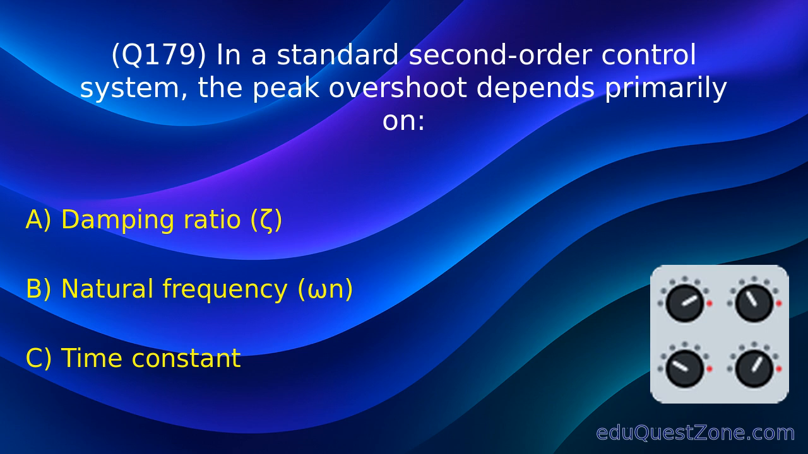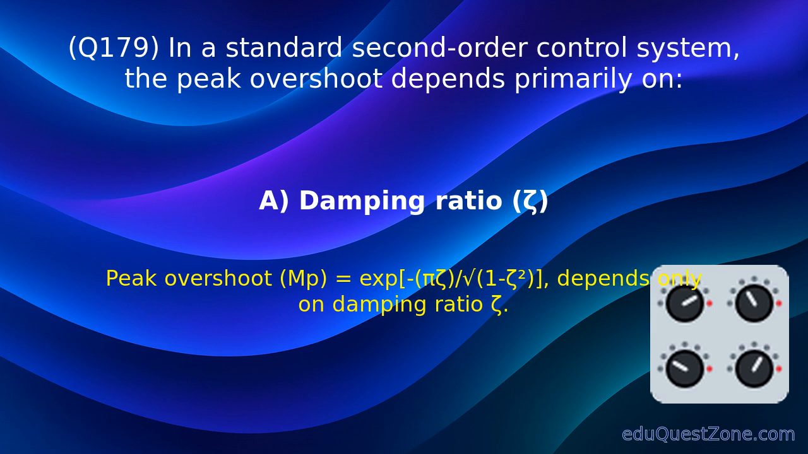Question 179. In a standard second-order control system, the peak overshoot depends primarily on? Option A, damping ratio zeta. Peak overshoot depends mainly on the damping ratio zeta.